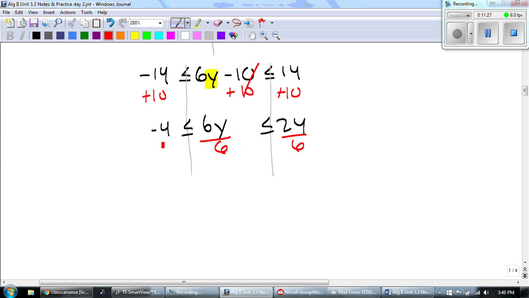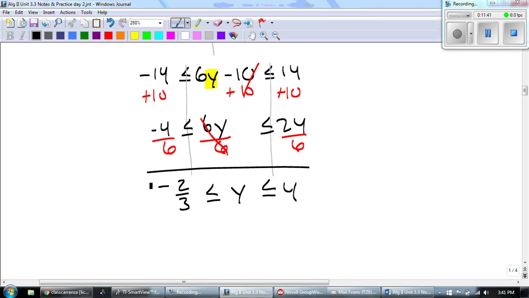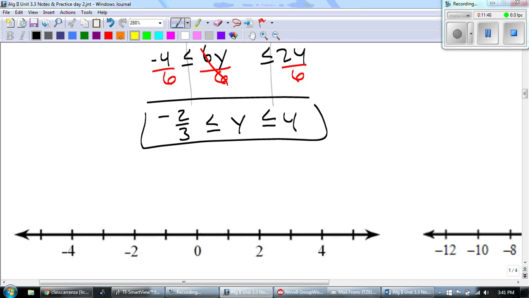And I'm going to divide everything by 6. Negative 4 divided by 6 is a negative 2/3, less than or equal to y, less than or equal to 4. Okay? So this is what I'm going to be graphing. Now, if you don't know what negative 2/3 is, do it in your calculator because that is about negative 0.66 repeating, okay? Or 0.67. So you need to know where that is on a graph.